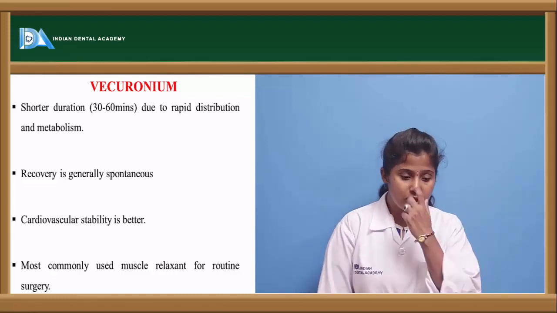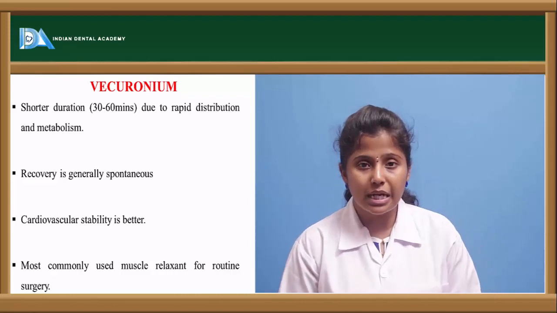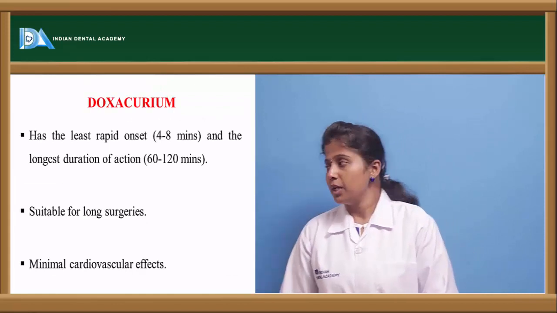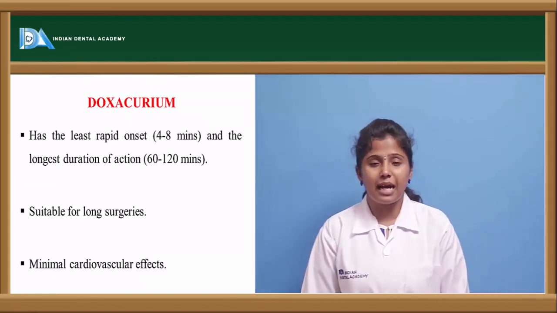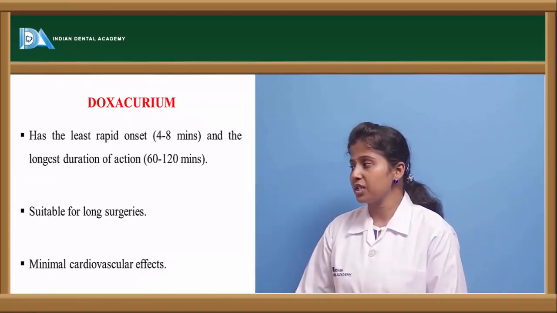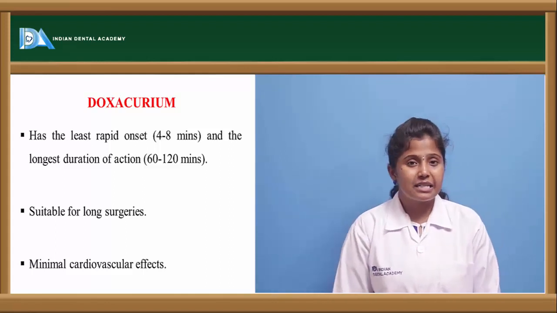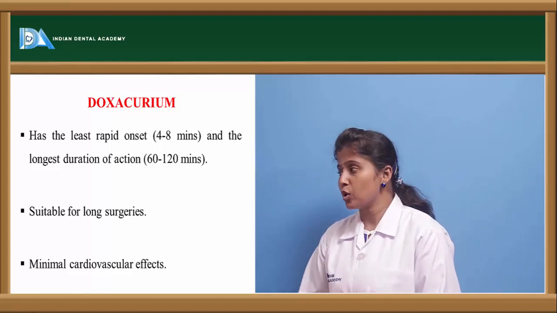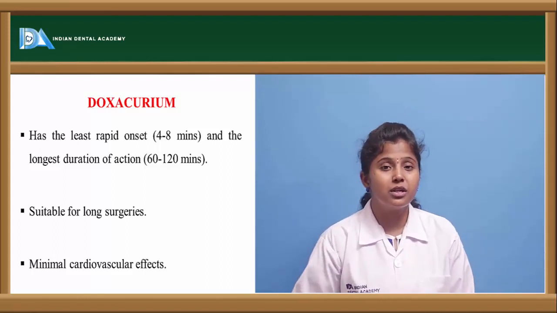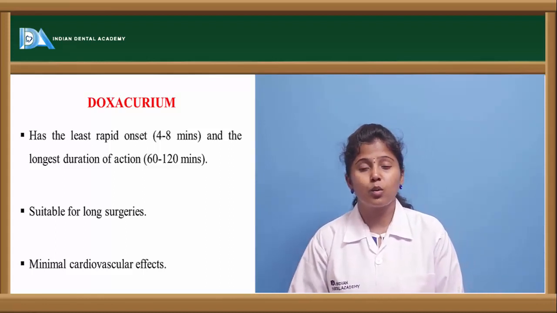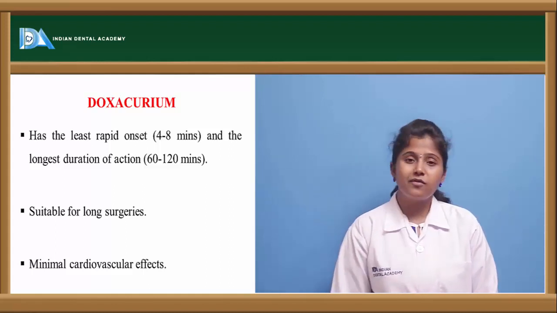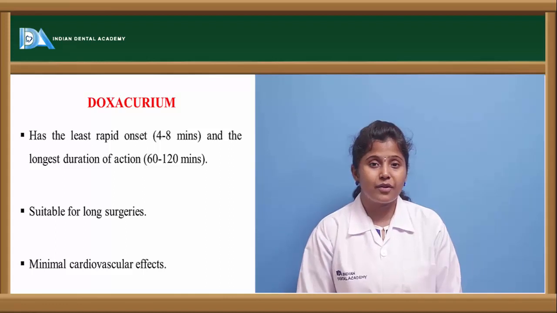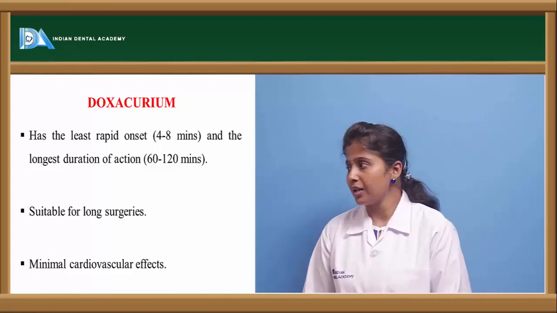In surgical procedures, this is the most commonly used skeletal muscle relaxant. The other drug is doxacurium. Doxacurium has a rapid onset of action. Once it's administered, within 4 to 8 minutes, it exerts its actions. But the duration of action of this drug is very long, almost 60 to 120 minutes. So the effect of this drug stays for about 1 to 2 hours, and it is suitable for long surgeries. It also has no cardiovascular effects, or very low cardiovascular effects.